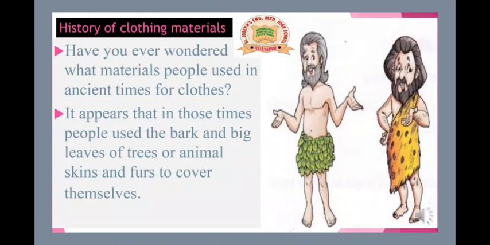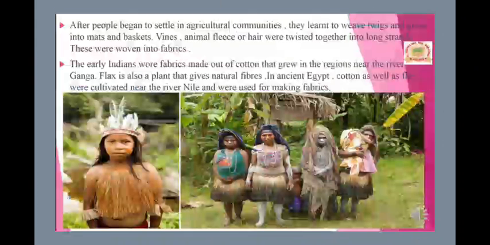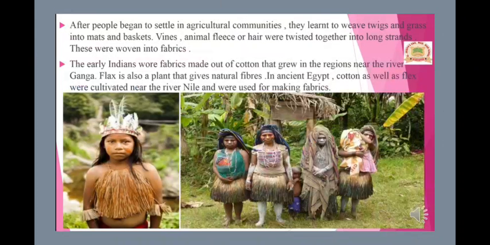Now we come to the history of cloth making. Have you ever wondered what materials people used in ancient times for clothes? It appears that in those times people used the big leaves of trees, animal skins and ferns over the body to cover themselves. Also, people began to settle in agricultural communities and they used many natural things to cover their bodies.